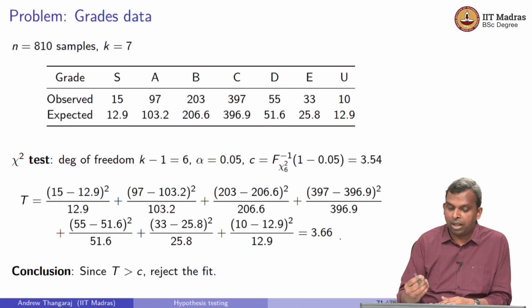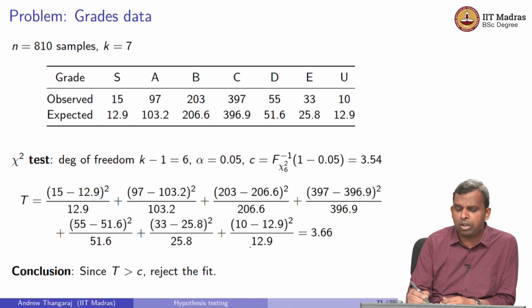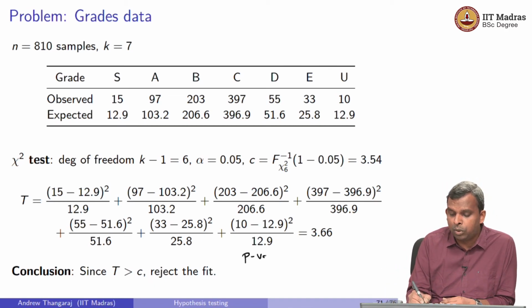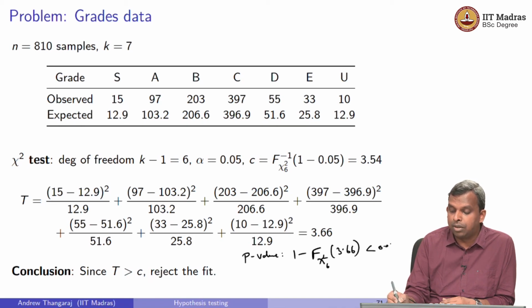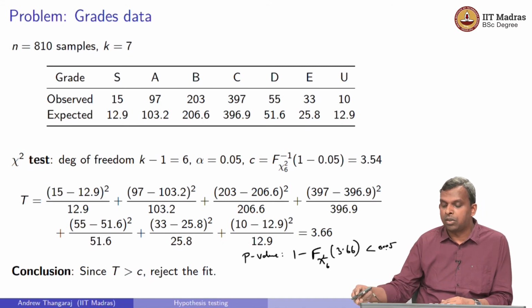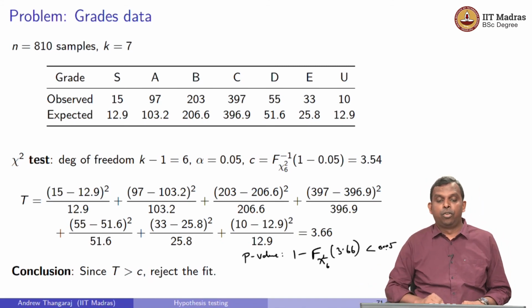So how do you find the p-value once again? If instead of significance level you want the p-value, it will be 1 minus F chi-squared 6 of 3.66. This will be lesser than 0.05, something smaller. You can compute it. So a very low p-value, so you end up rejecting the fit.